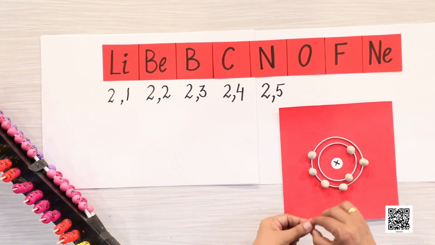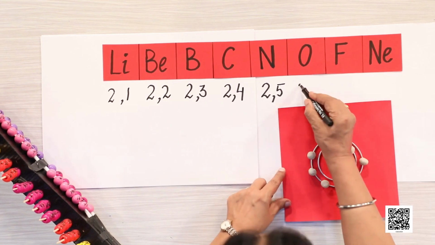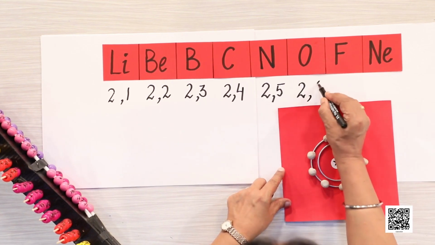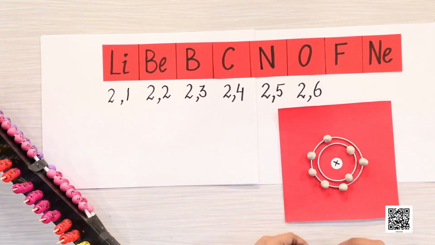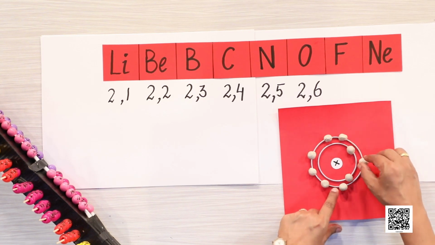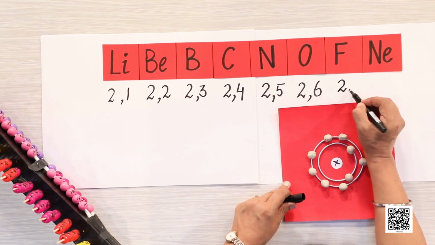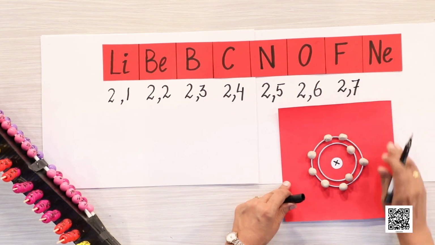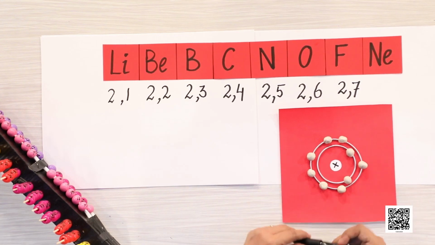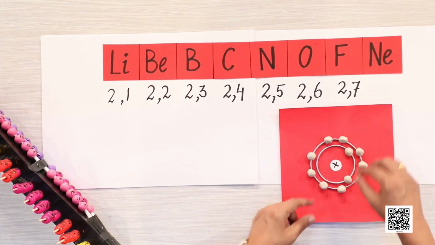Oxygen, 1 more electron will be added here. So, it is 2, 6. Fluorine having 9 electrons total, 2 go in the first shell and 7 electrons in the outermost shell. So, we write down 2, 7. And neon with 10 electrons, we have 8 electrons in the outermost shell.